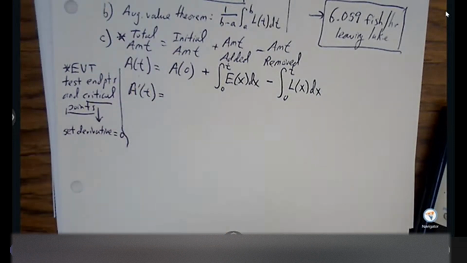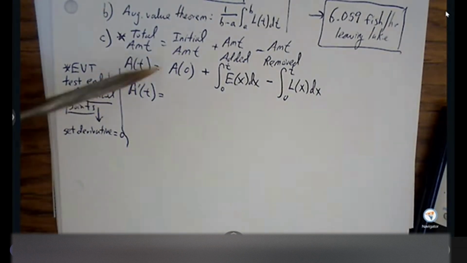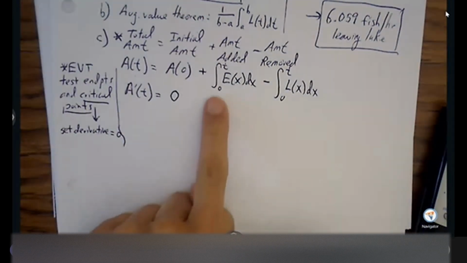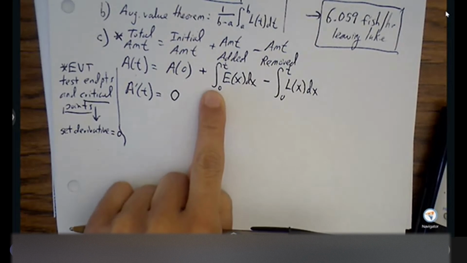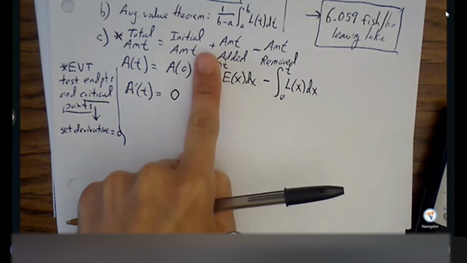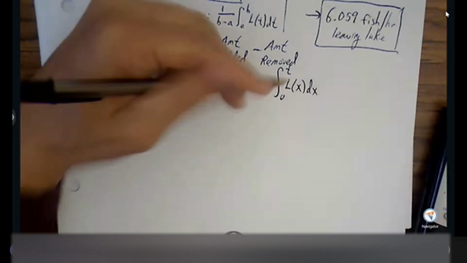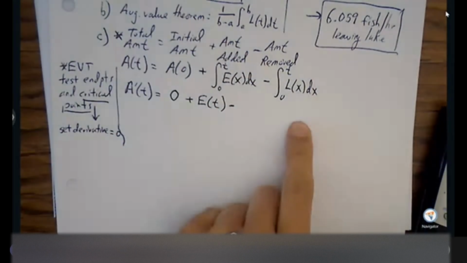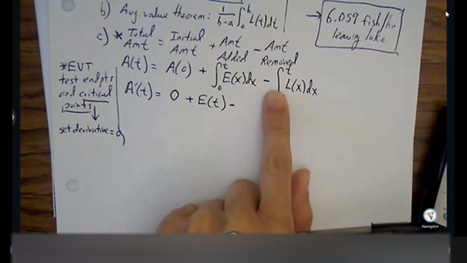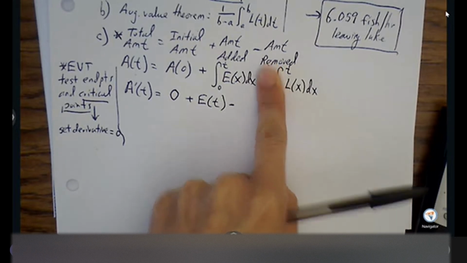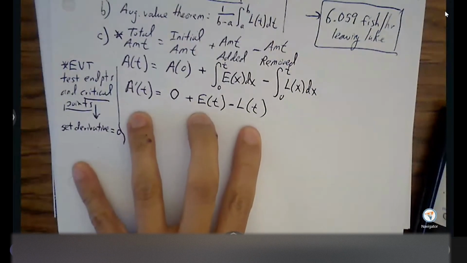So every term, I'm just going to make it go through a derivative process. A becomes A prime. A of 0 is a constant, so that goes to 0. The derivative of this term is going to wipe out the integral, so I'm just left with E of t. Derivative of an integral, that second theorem, we know is going to wipe out those two operations, which just undo each other. And then the derivative of the integral of L of x is just going to wipe out the integral here. I'm just left with L of t. So there's my derivative. I'm just going to set my derivative equal to 0.